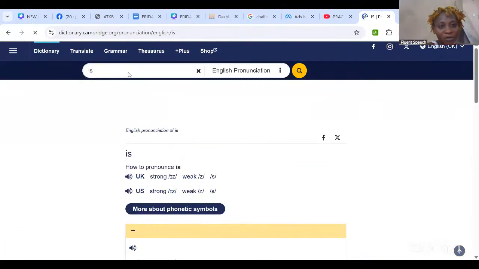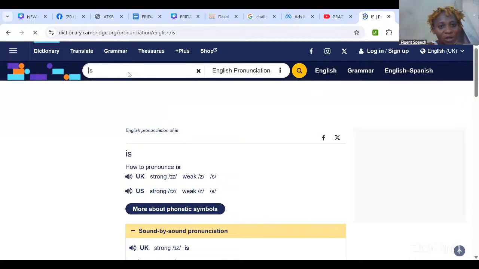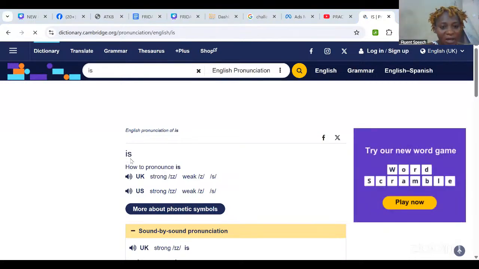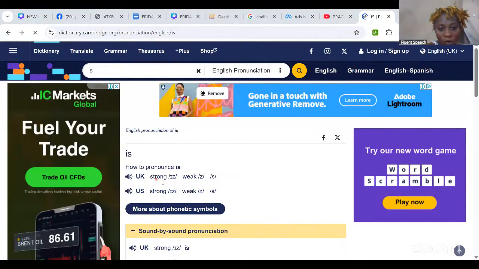So now look at the pronunciation here. So here, IS is pronounced is. That is the strong form. Then it also says weak form, z or s. Now, one good thing about the Cambridge Dictionary is that it explains to you sound by sound.